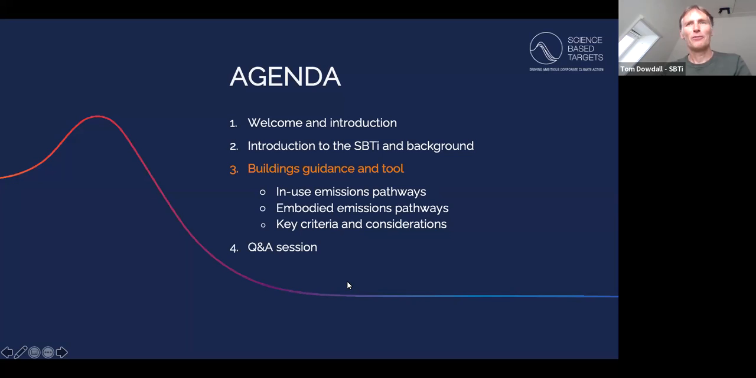And now, moving to the next part of the agenda, we're going to have a very short introduction just to the buildings guidance and tools. So I will hand over to Ida.